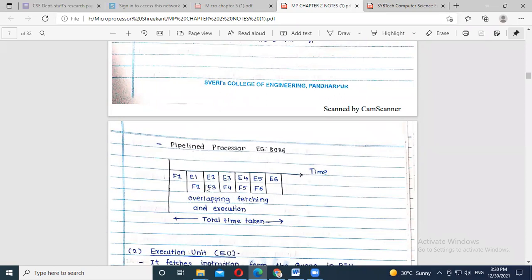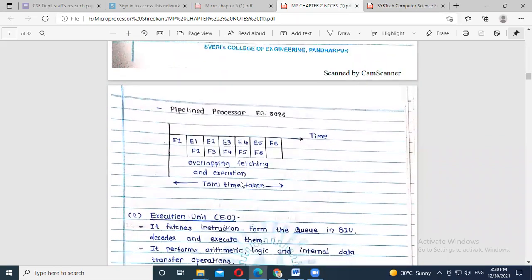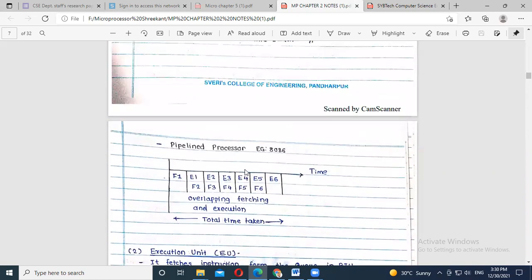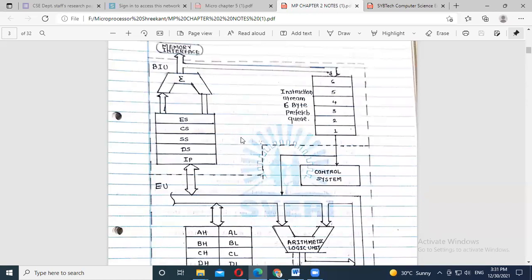The pipeline processor executes in parallel with F1, E1, and the extra segments F1, F2, F3, F4, F5, F6. That is what we call pipelining. That is why the 8086 is more popular, because it supports the pipelining feature. So this is all about the bus interface unit, the upper portion of the 8086 architecture.